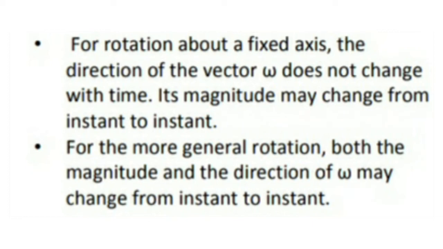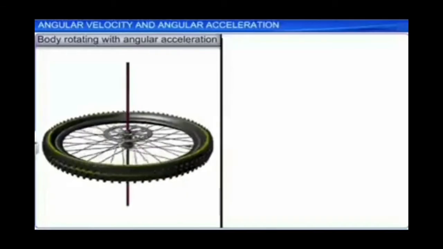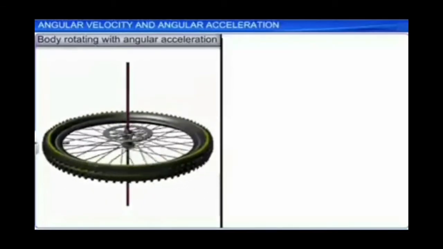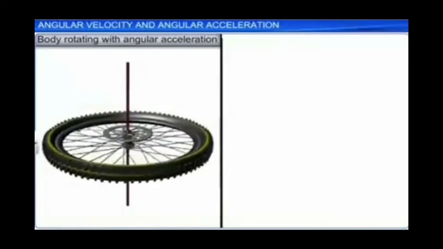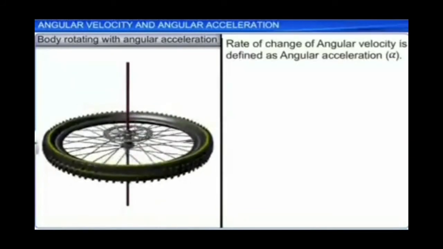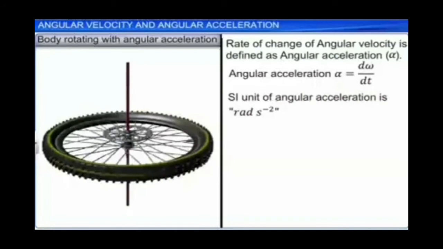Now consider such a case of rotation about fixed axis in the case of the cycle tire. When a rigid body rotates with varying angular velocity, that body is said to have angular acceleration. And angular acceleration is defined as rate of change of angular velocity. Angular acceleration alpha is equal to d omega by dt. In the SI unit system, angular acceleration is measured in radian per second squared.